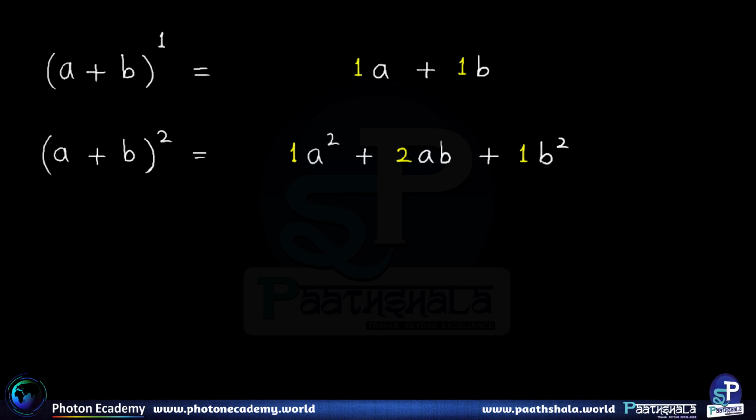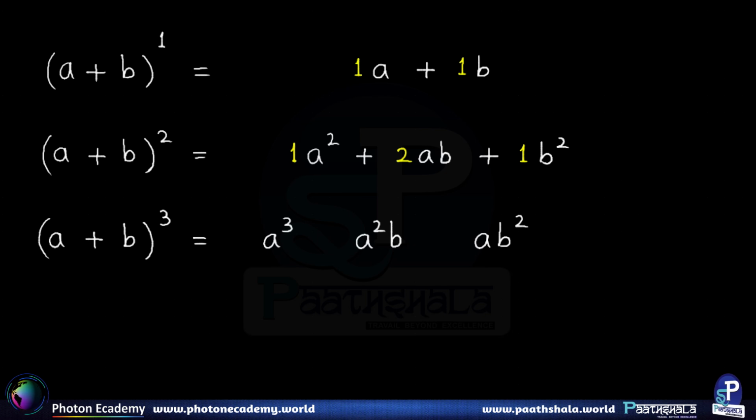Then moving on, we have (a plus b) the whole cube, that is a cube plus 3a square b. I'll write the coefficients later in different colors so that it is easy to understand and learn how the coefficients are changing. 1, 3, 3 and once again 1, and all the terms added.